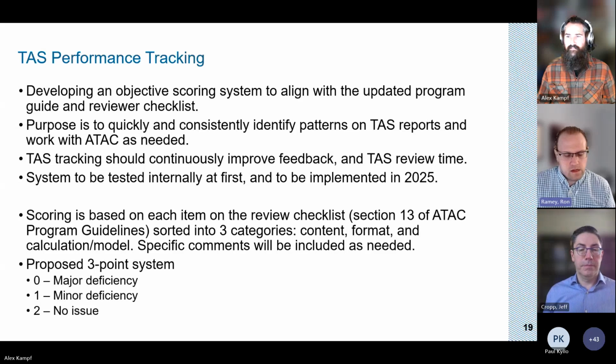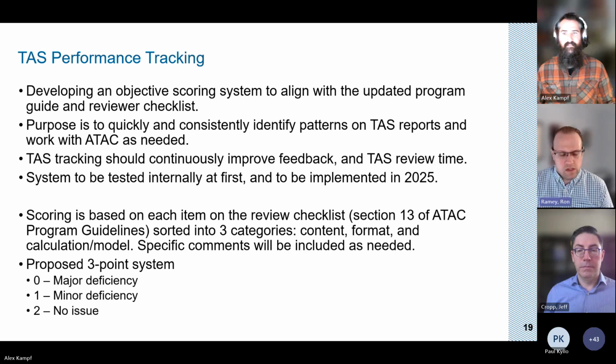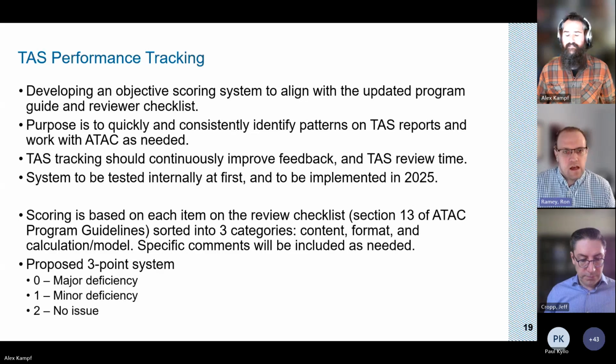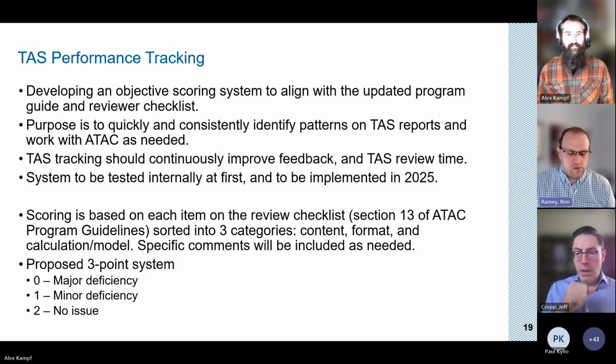I will show you what that looks like on our side, but basically we're sorting it into 3 categories based on either report content, report format, or the calculation model side. So we'll have the ability to look at each of those pieces independently. We've assigned each of the bulleted items into one of those categories, and then we can take a look at those. We'll include specific feedback or comments as needed, and then we're looking at a 3-point system.